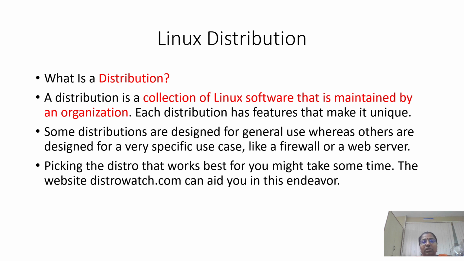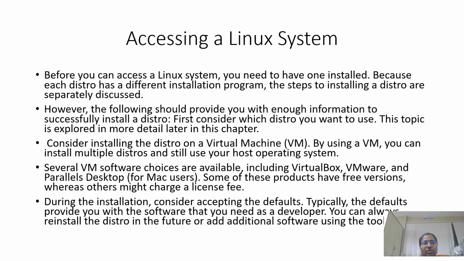Some distributions are designed for general use, whereas others are designed for a very specific use, like a firewall or a web server. So picking a distro for your project will take some time and some research. The website distrowatch.com can aid you in selecting your distribution. Before you can access a Linux system, you have to get one installed. Because each distro has a different installation program, the steps to installing a distro are discussed separately as part of the virtual lab along with this embedded Linux.